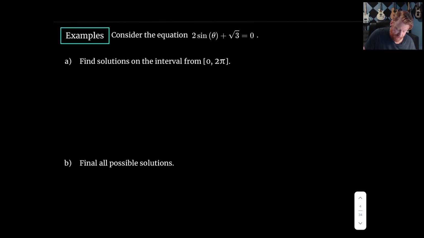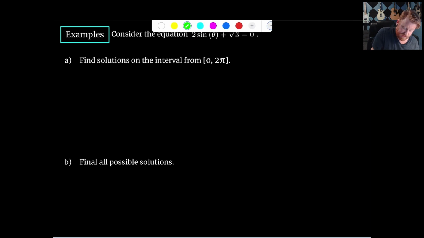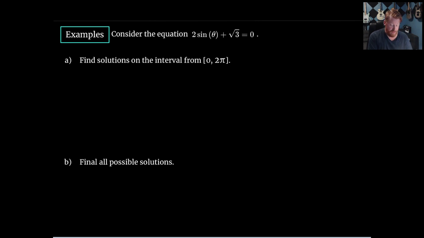So let's take a look at another example here. We want to consider this equation, 2 sine theta plus the square root of 3 equals 0. So the first thing that we want to do here is just solve for sine theta and see if we can't find some nice relationship here.